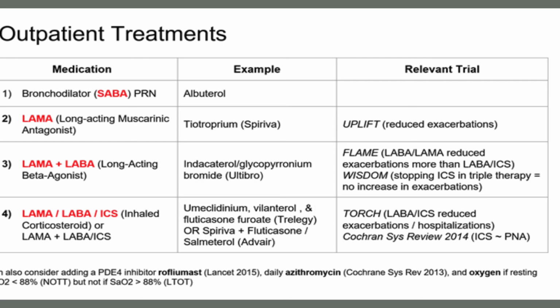If that's not controlling the symptoms, if they're having exacerbations, you can add on a long-acting beta agonist and do a combination therapy. And finally, if that's not working, you should do what's called triple therapy, which is either a LAMA, LABA, and inhaled corticosteroid, or your LAMA, like a Spiriva, added on to a beta agonist inhaled corticosteroid combination. That is actually the most common, something like Spiriva and Advair.